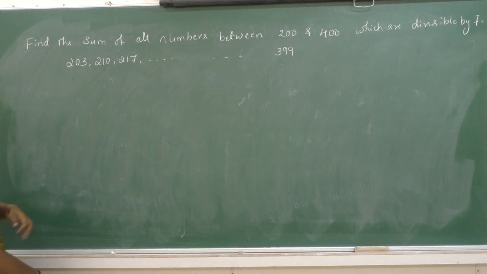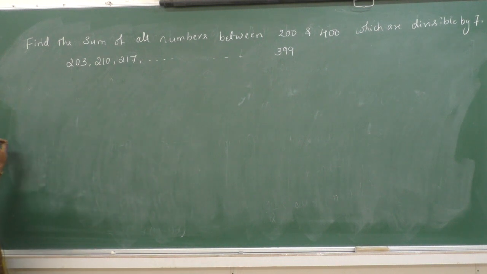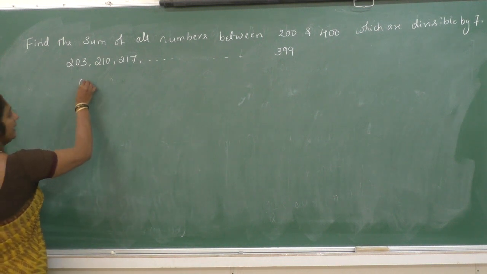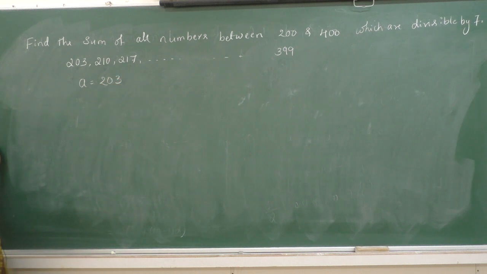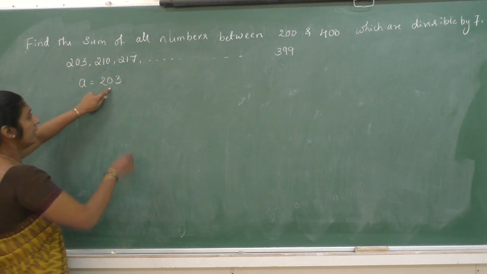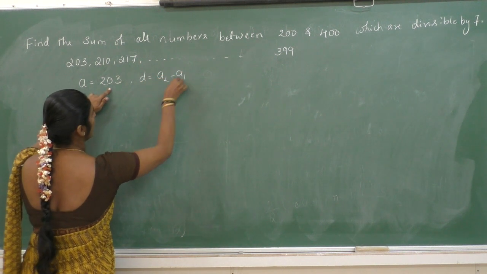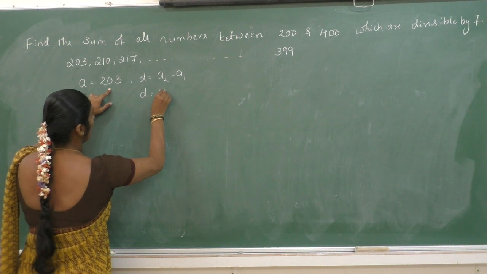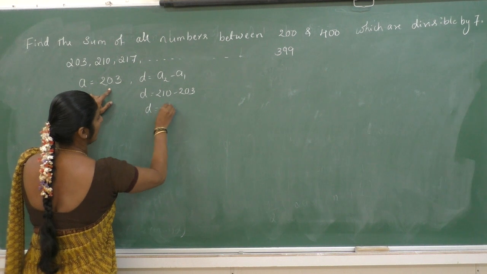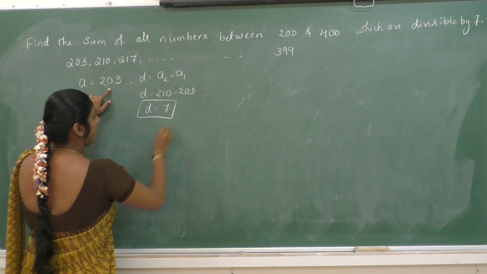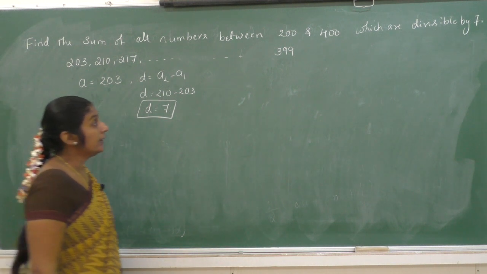So how to add? The given sequence of numbers is in arithmetic progression. So, the first number is 203, a will be 203. The common difference d is equal to a2 minus a1, d is equal to 210 minus 203, d will be 7. A is equal to 203, D is equal to 7.